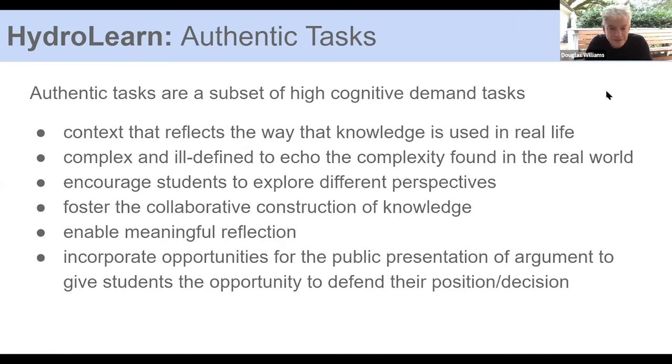So as you see on your screen, these are some of the qualities, and there are others, but these are some of the main ones that we might consider when we think of an authentic task. So tasks that are in a context that really reflects the way that knowledge is used in real life. So if you think about how you are engineers in your field or data scientists, how would they really use that knowledge in their own field to solve problems, communicate issues, and so forth?